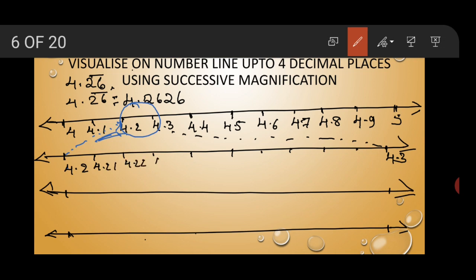This is 4.21, 4.22, 4.23. This is 4.24, 4.25, 4.26, 4.27, 4.28. This is 4.29. Right.